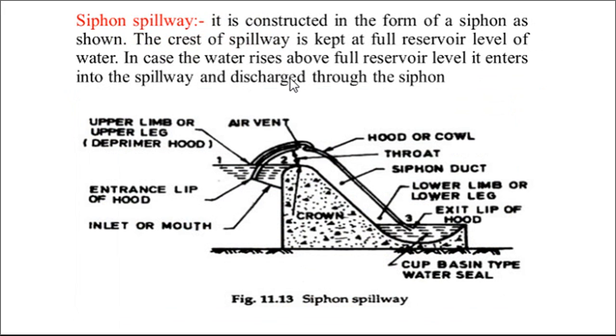Then siphon spillway. It is constructed in the form of a siphon. The crest of the spillway is kept at full reservoir level. This is the crest of the spillway. In case water rises above the full reservoir level, it enters the spillway and discharges through the siphon.